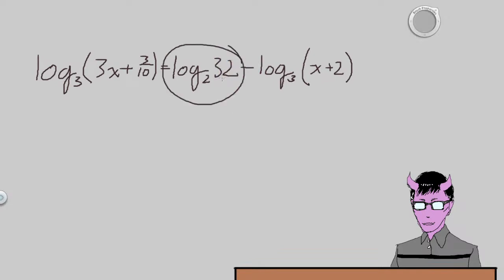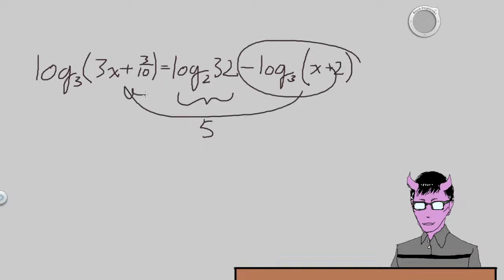Again, this one's already transformable. This is base 2. That's fine. This is base 3. This is base 3. So we should probably move this to the other side. But let's first deal with this chunk. 2 to the power of what gives us 32? It must be 5. So this whole term right here transforms into just 5.